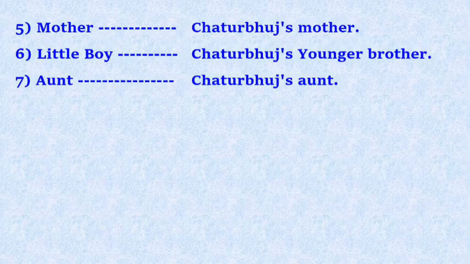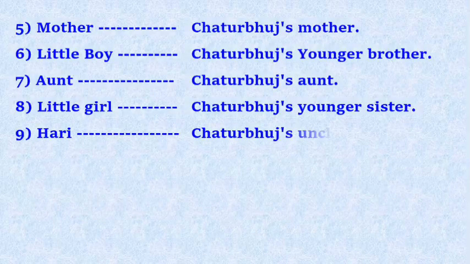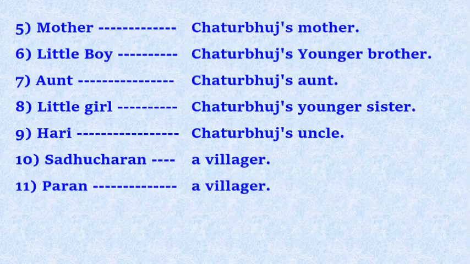Seven, aunt, Chaturbhuj's aunt. Eight, little girl, Chaturbhuj's younger sister. Nine, Hari, Chaturbhuj's uncle. Ten, Sadhucharan, a villager. Eleven, Paran, a villager.